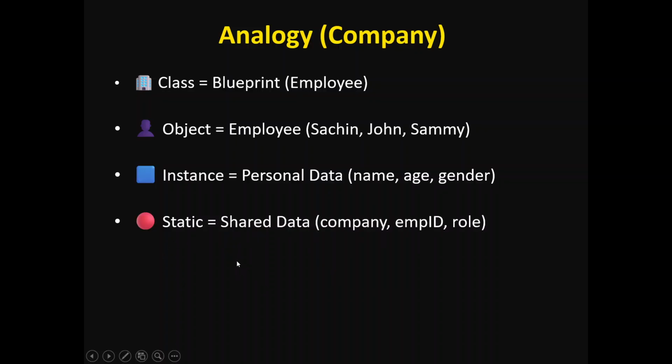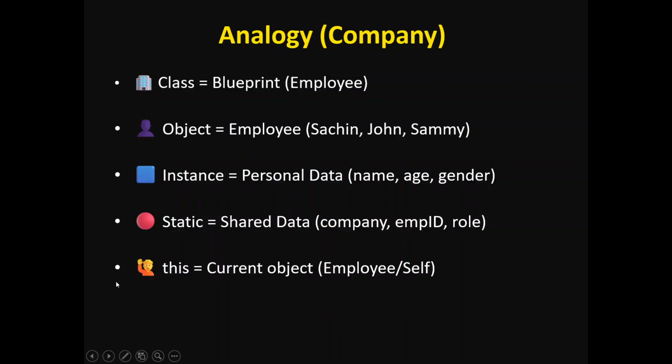What is static? Static is nothing but the shared data which is related to the company. For example, here it's not the data of the employee, rather it is the global shared data which is related to the company. For example, the company of the employee, employee ID, role, all these which are out of context of the employee data, we can keep as static, because that is going to be shared with all the objects.